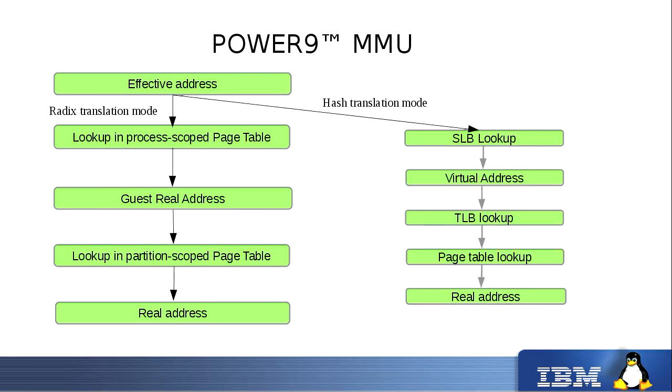Now here is what we do in Power 9. What we effectively have is an effective address, which is a 64-bit address. Depending on the translation mode you configure your processor in, it can do a hash translation mode or a radix translation mode. If it is in hash translation mode, we do fairly the same thing that we did with Power 8. We do a segment lookup, then we do a TLB lookup. If you don't find the translation cached in TLB, we do a page table lookup, and then we get a real address. On the radix side, the effective address is first looked up in a process scoped page table. I'll explain what is process scoped and partition scoped in the following slides. Once you look up in the process scoped page table, what we get is a guest real address, which again gets looked up in a partition scoped page table to actually get to the real address.